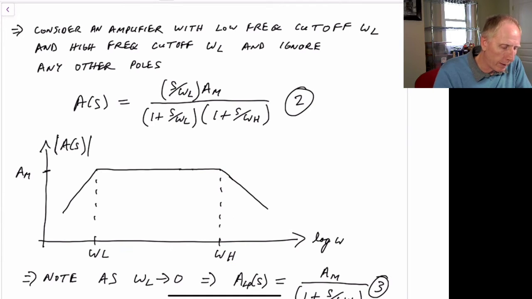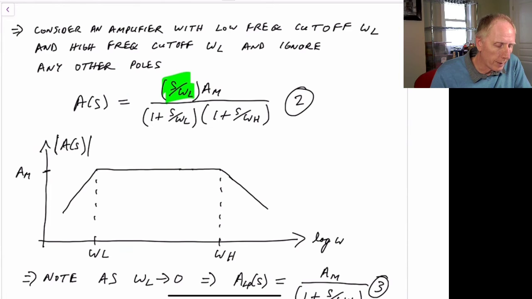So if we looked at an equation for this, we'd see that the mid-band gain is A sub m, and there'd be two poles, one at omega sub L and one at omega sub H. So a pole due to the low frequency cutoff and a pole due to the high frequency cutoff. But now we've introduced one more term here. That's this term here, S divided by omega L.